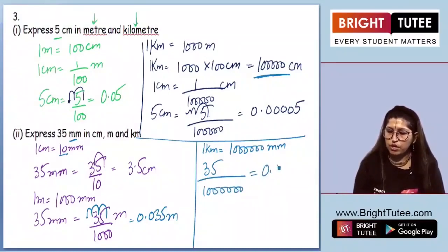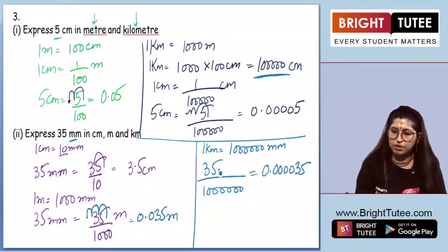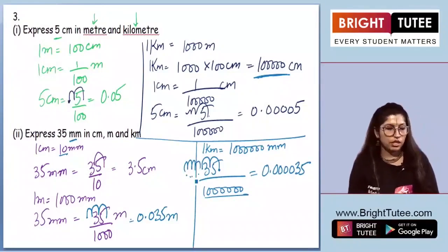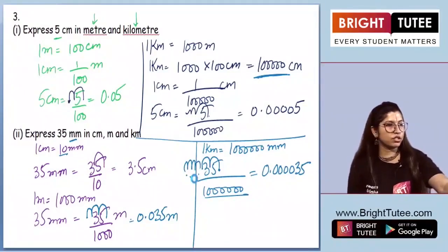Which is 0.000035, because the decimal is here and we have 6 zeros in the denominator, so there will be 4 more places, so there will be 4 more zeros over here. So this is how we do question 3.